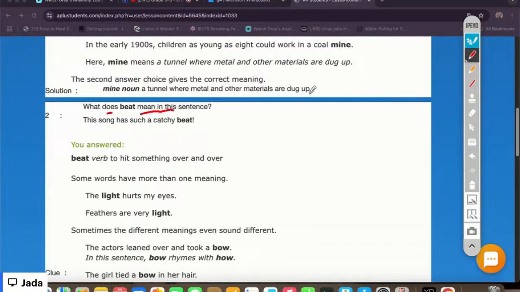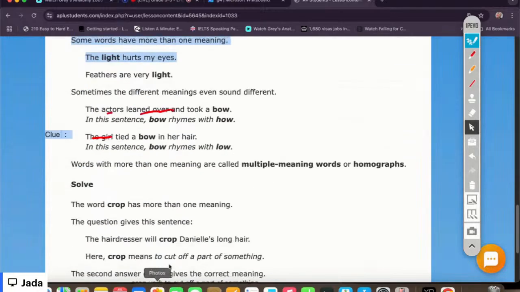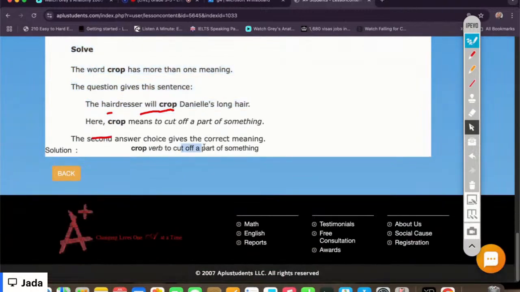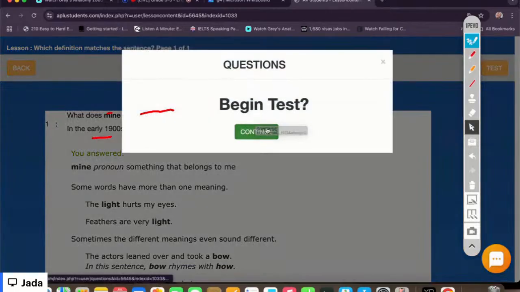What does beat mean in this sentence? This song has such a catchy beat. So as you can see, this is talking about the beat, the sound, a pattern of sound. But of course, we have different meanings for beat. The hairdresser will crop Daniel's long hair. Crop. Now, crop here means what? To cut off a part of something. We all know that crop can also mean the plants, the farms that we have, we call them crops as well. And then we can also say crop in the form of cutting something. So, you can see that these words would have the same spelling, but they have different meanings. Sometimes they even sound different.